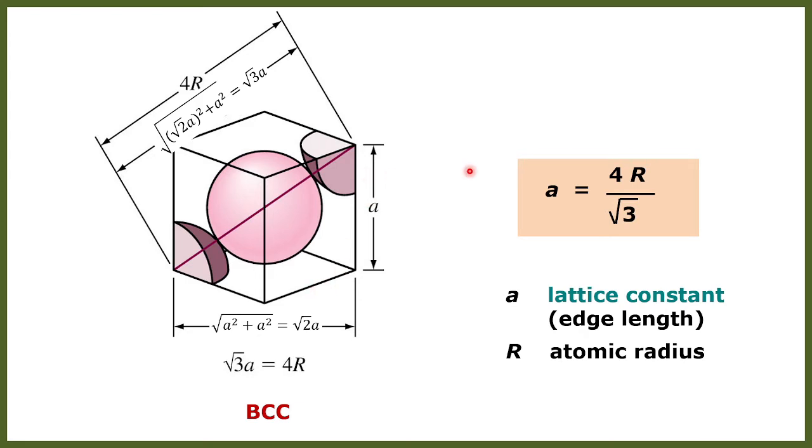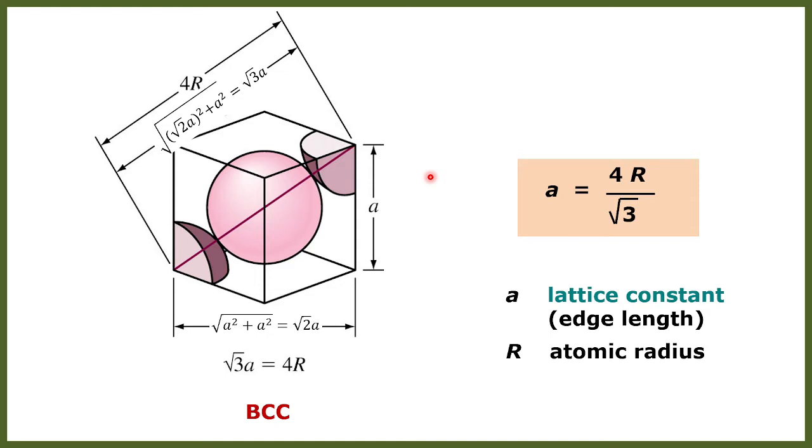Okay, for the unit cell, one side of the unit cell, the length is a. And then for this example, you know the radius of an atom, so you need to find the relationship between a and R first, and then you can determine the length of a.